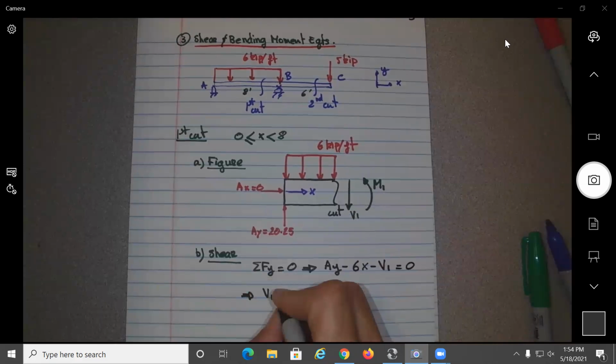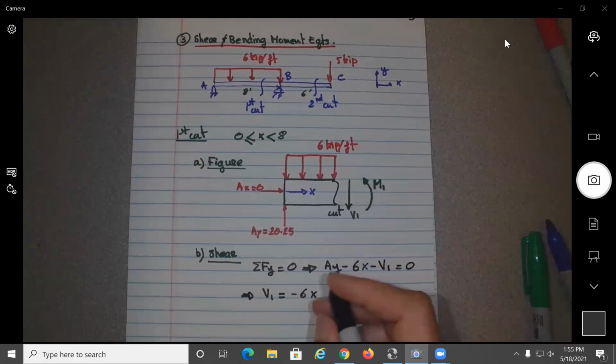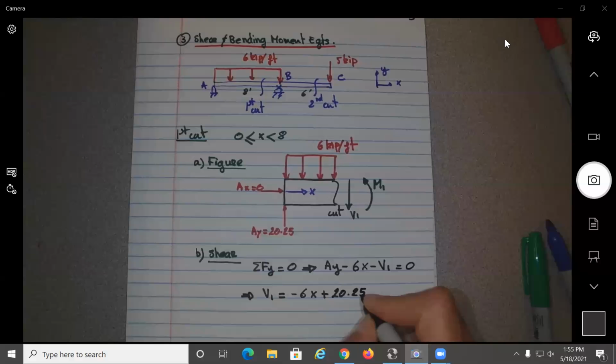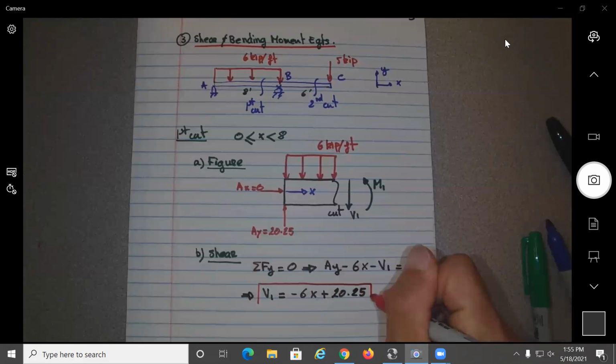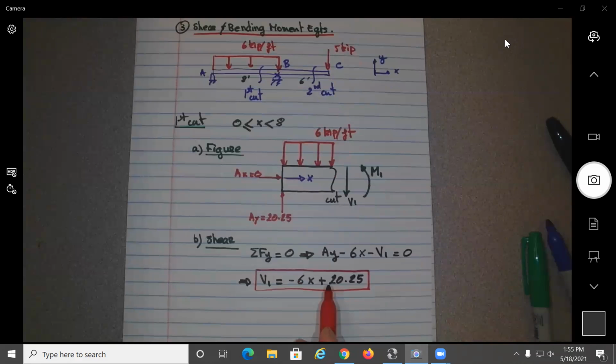That will be in function of X. So V1 will be equal to what? Minus 6X. And AY was 20.25 plus 20.25. So here we have the first equation for the shear force that we obtained from summation of forces.